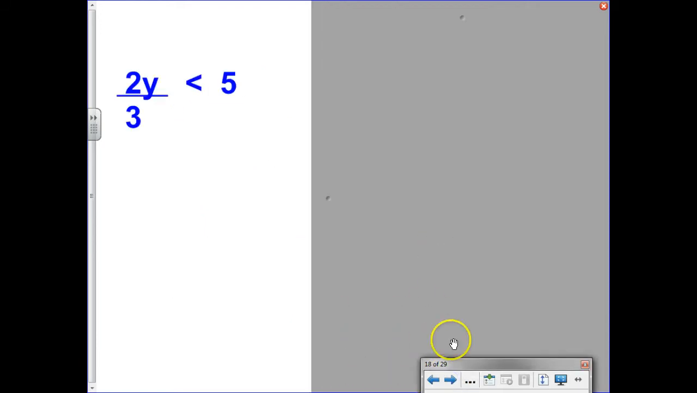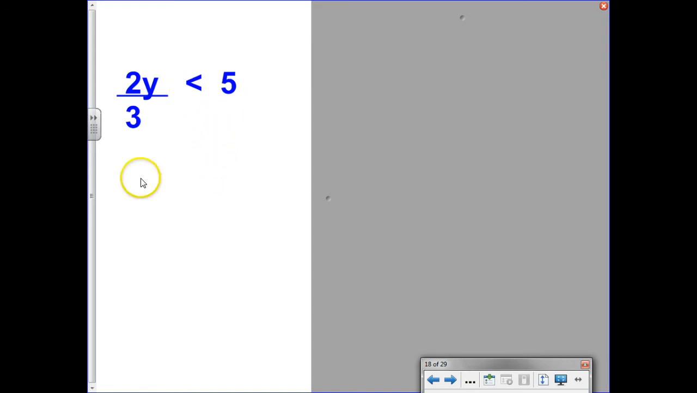Alrighty. Oh, we'll do one of these. Oh, I have a fraction for a coefficient of y. Oh, how scary is that? Not at all. Give me a break. 2/3 times y, or if you want to think of it as 2y over 3, that's fine, is less than 5.